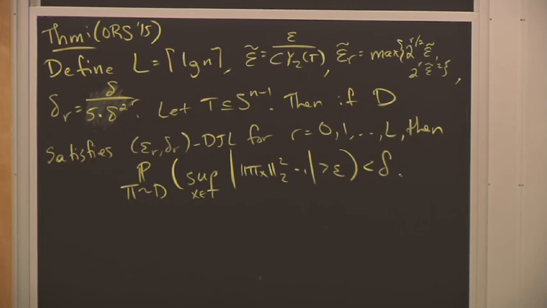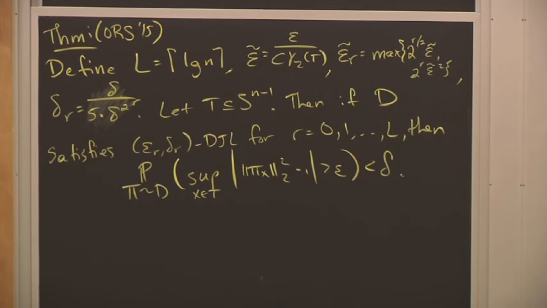Vectors in R^n with norm 1. Yeah, vectors in R^n with norm 1, that's right. Like S^1 is the circle, and S^2 is the sphere in three dimensions. Yeah, that's right.